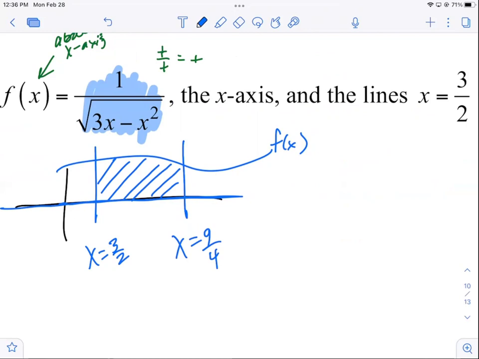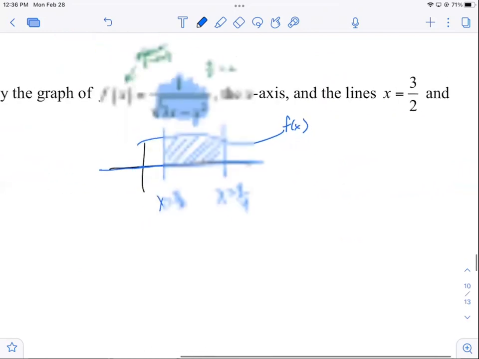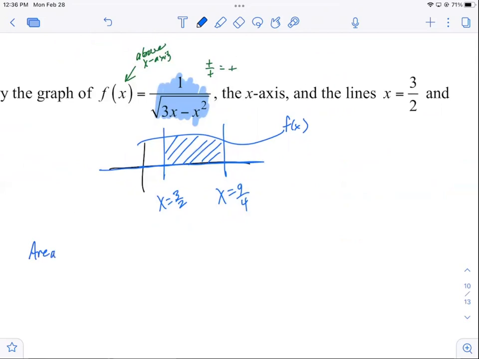If I just integrate from left to right, I should have it. So let's set up an integral. The area is the integral from left to right, from 3/2 to 9/4 of my function. Now, because I have to do it by hand before I verify in the calculator, because this question could show up on either type, I'm going to put the actual expression in there. If it were just a calculator question, I would just nuke it with absolute values, remember, and just integrate from left to right.